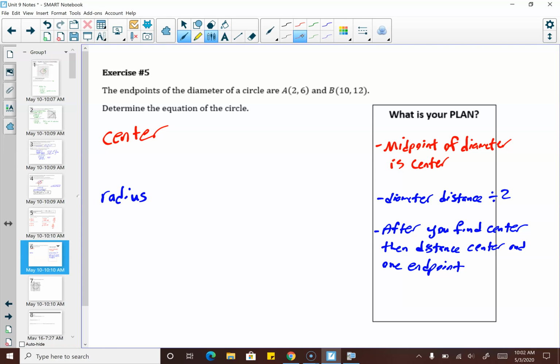All right, so now if we're going to find our center here, remember our midpoint is the average of the x's and the average of the y's. So 1/2 of 2 plus 10. Well, 2 plus 10 is 12, and half of that is 6. And then our y midpoint is half of 6 plus 12. Well, 6 plus 12 is 18, and half of that is 9. So our center point is going to be (6, 9).